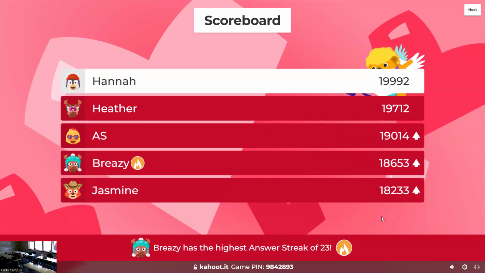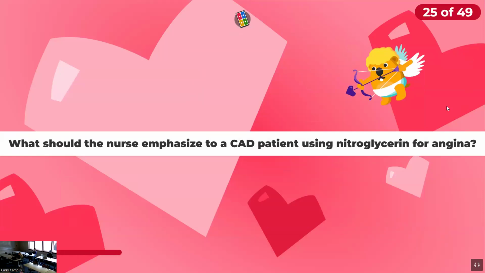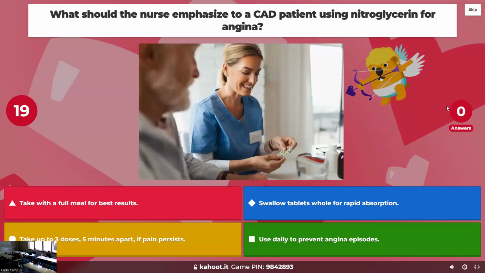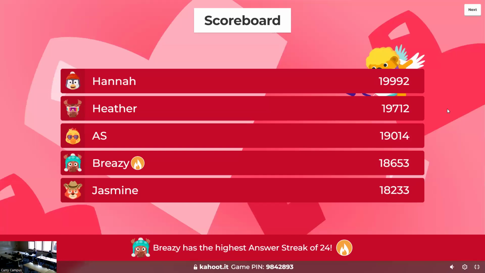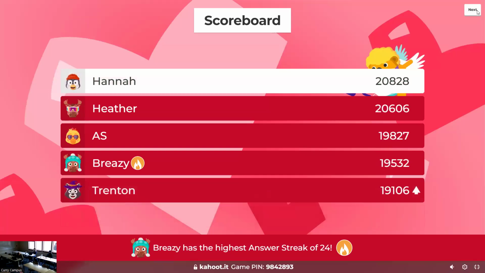Not bad at all. Okay. What should the nurse emphasize to a CAD patient using nitroglycerin for angina? And then the green one is used daily to prevent angina episodes. Take up to 3 doses 5 minutes apart if pain persists. Good, we got that one.